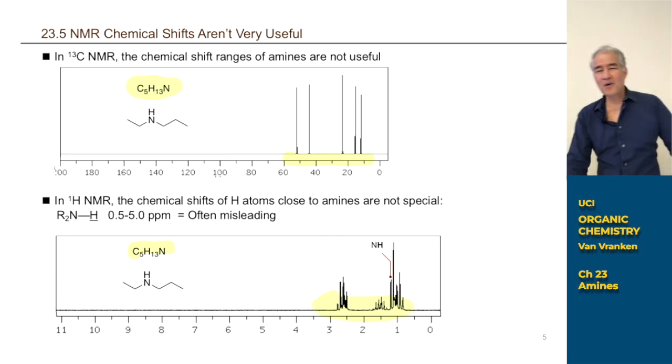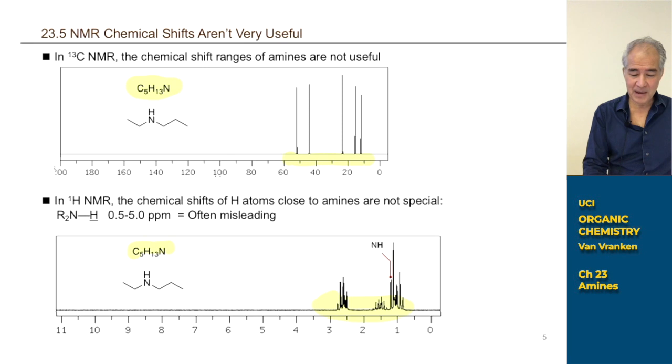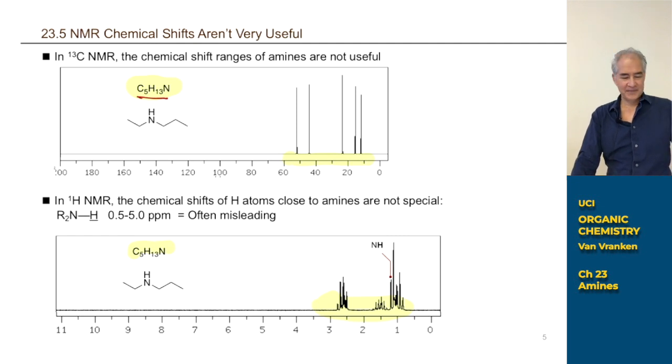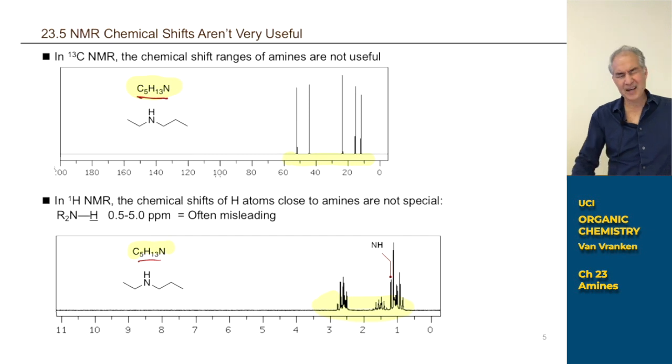So really, what is the most valuable piece of spectroscopic information that tells you there's a nitrogen? It's the mass spectrum. And I don't give you the mass spectra in my class because that's where the molecular formula comes from. If you use accurate mass spectrometry, you can get the molecular formula. And I just give you the molecular formula. So that's how you're going to know there's a nitrogen in there: from the molecular formula, and that comes from mass spectrometry.